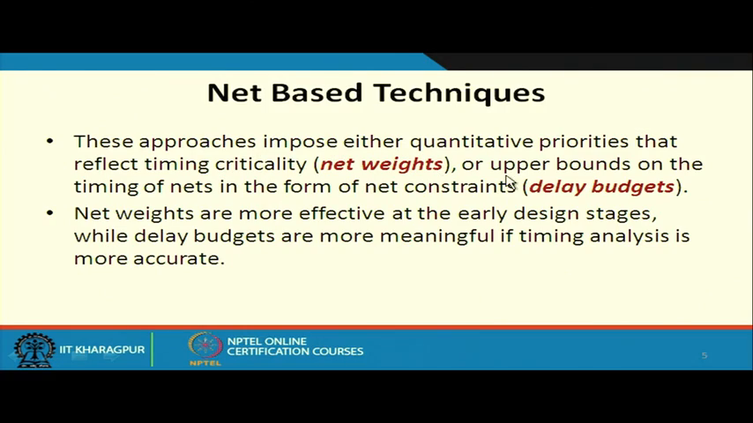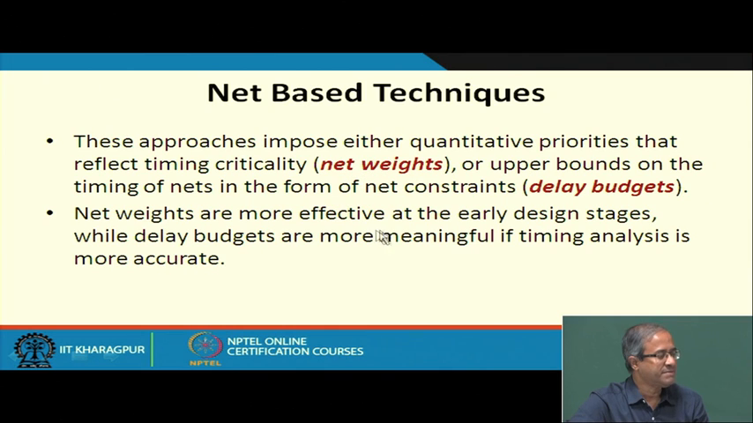Now, in the initial stages, net weights can be more effective because delay budgets are very difficult to estimate during that stage. So initially you can just say that some nets are more critical than the others, but during subsequent iterations you can go for delay budgets. Once the timing analysis results become more accurate, only then can you get the delay budget estimates as well.